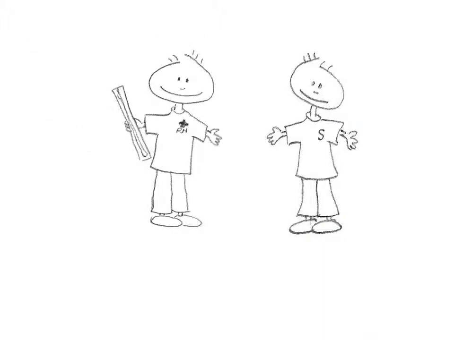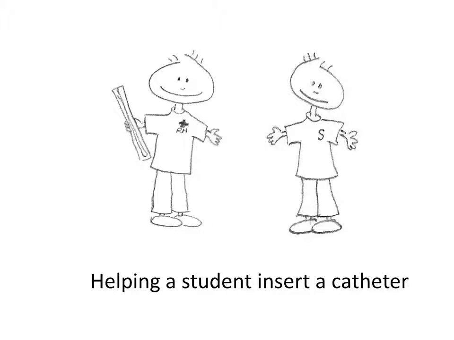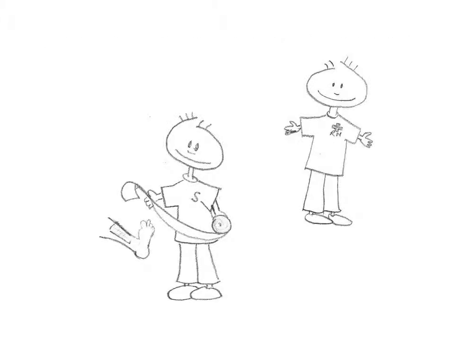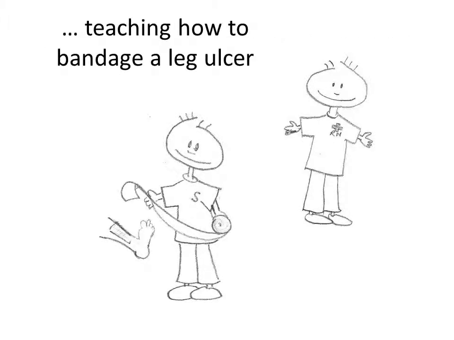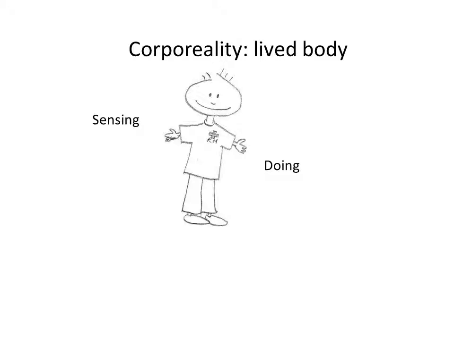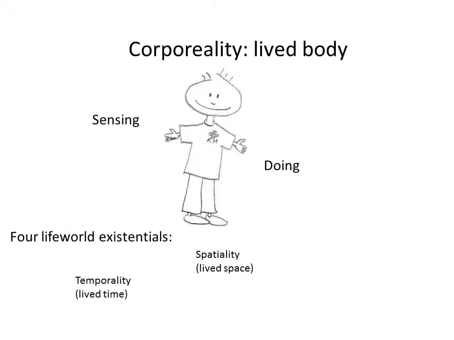For example, they might help a student insert a catheter, take a student on a medicine round, teach a student how to bandage a leg ulcer, or how to give an injection. These aspects of mentoring can be considered in relation to corporeality, lived body. The body connects with the world, sensing and doing. Corporeality is one of 4 life-world existentials that help us to make sense of lived experience. The other 3 are temporality, lived time, spatiality, lived space, and relationality, lived relations.